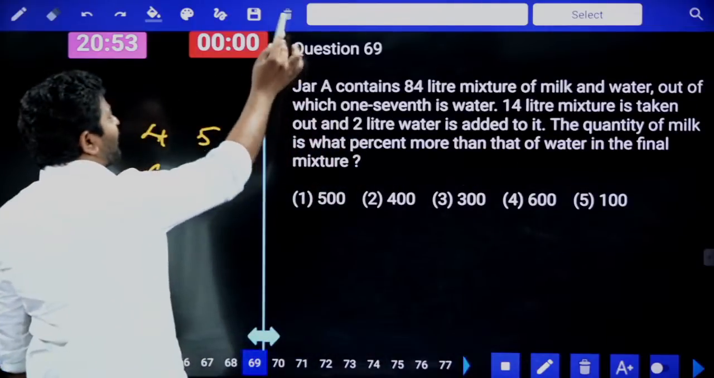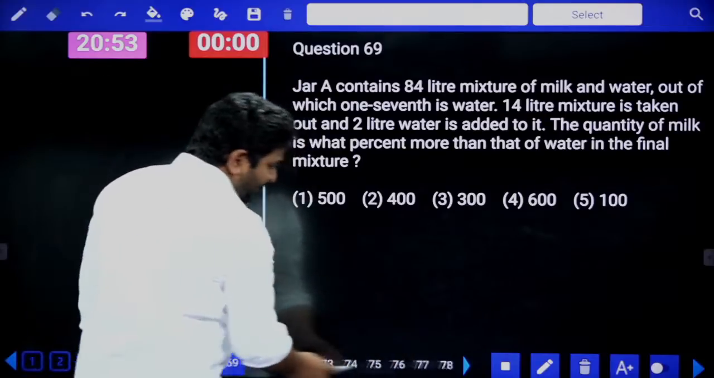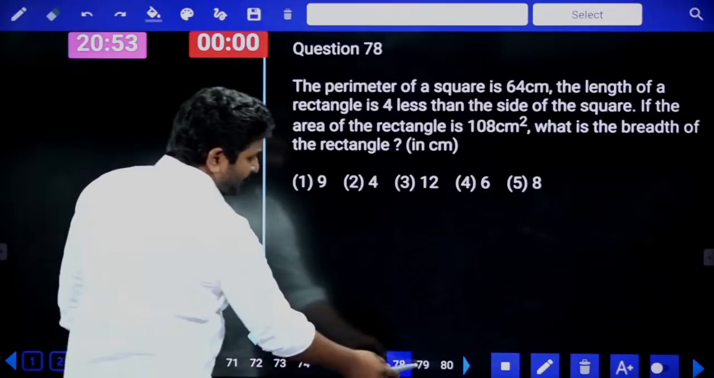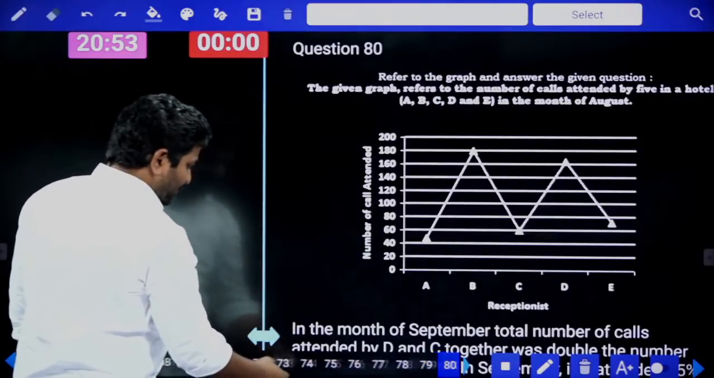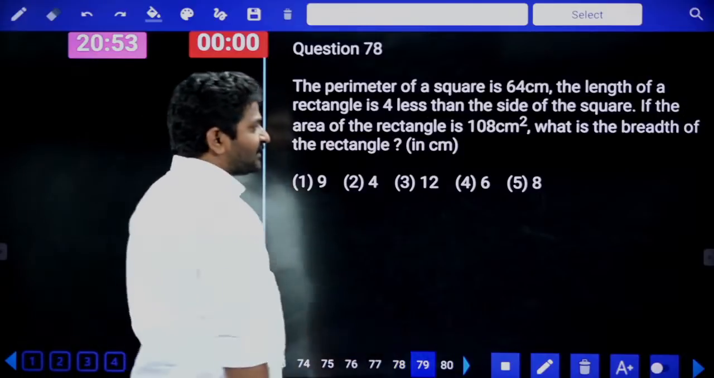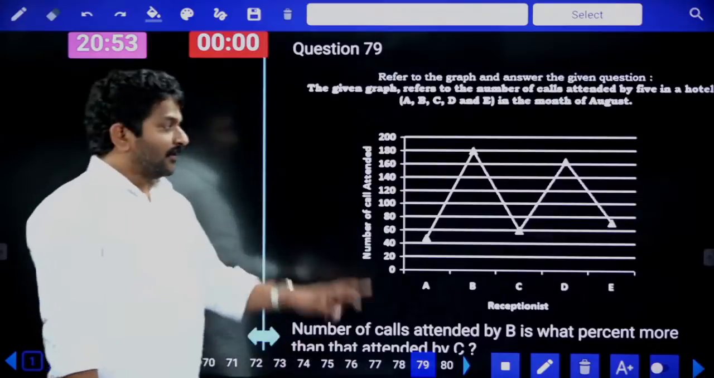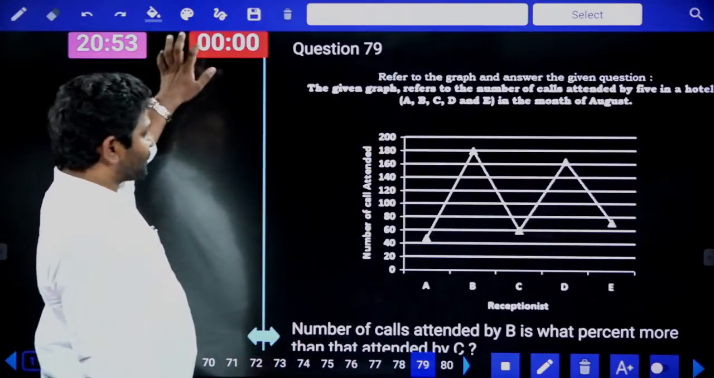Yes, from 69 we have arithmetic questions. Let's see if we have all questions. Yes, still 80. From 79 and 78 we have line graph questions, so we can definitely complete these questions because these must be easy ones.